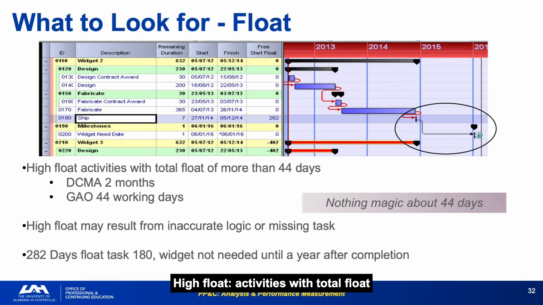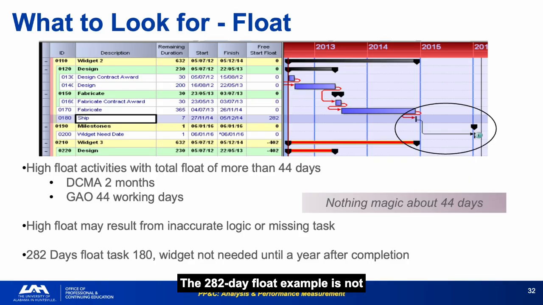High float. Activities with total float over 44 days may indicate inaccurate logic or a missing task. The 282-day float example shows a widget that is not needed until a year after its scheduled completion. High float on a task that should be on or near the critical path is usually a symptom of missing logic, a dependency that should exist but was not captured.